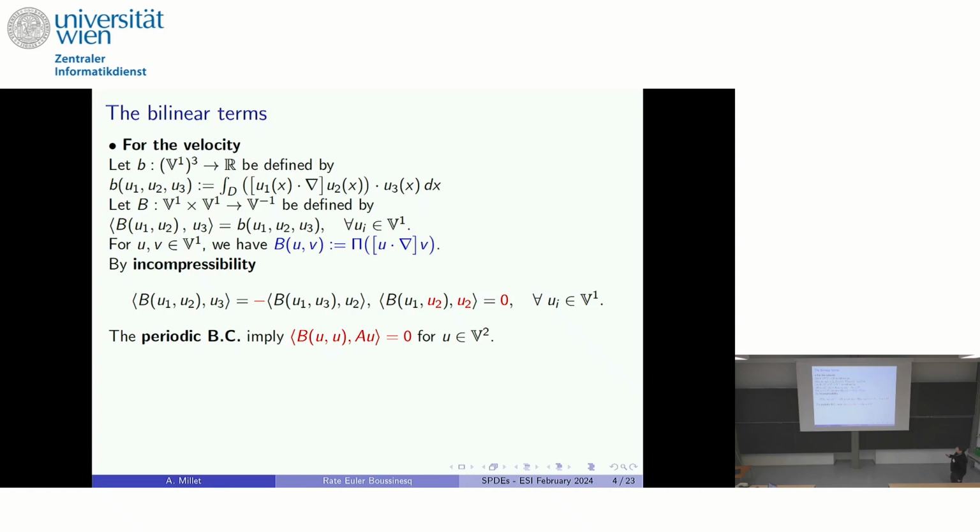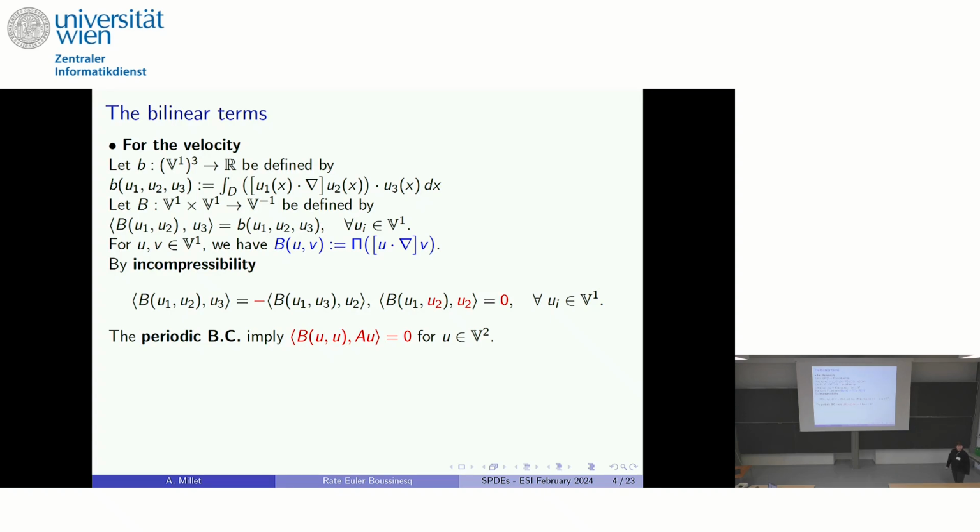So you take u1 grad u2, you take the inner product with u3. This makes sense provided that all three functions belong to V1. And then you give a name to this function of u1 and u2, so that the duality between B(u1,u2) and u3 is equal to this b(u1,u2,u3). So if you want to express it, it's a Leray projection, because here I'm taking either the three fields of the inner product u grad.